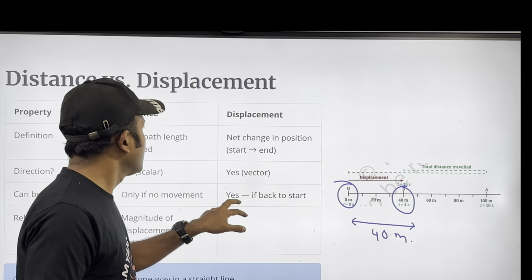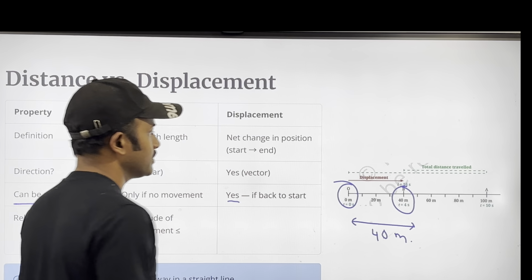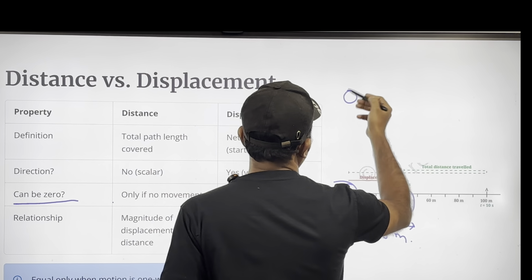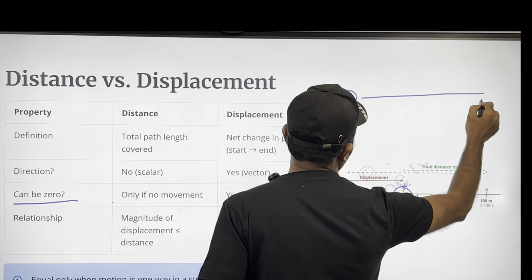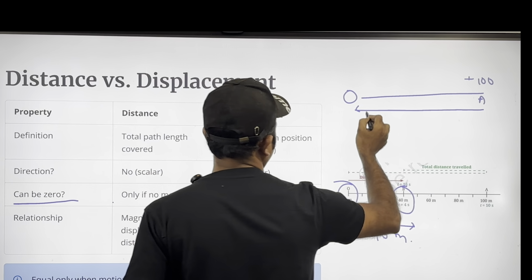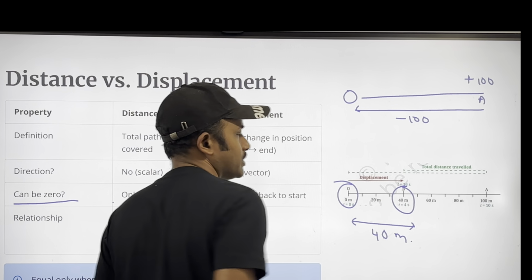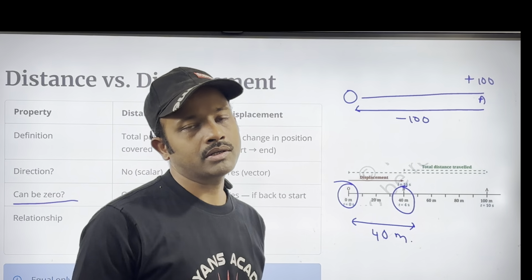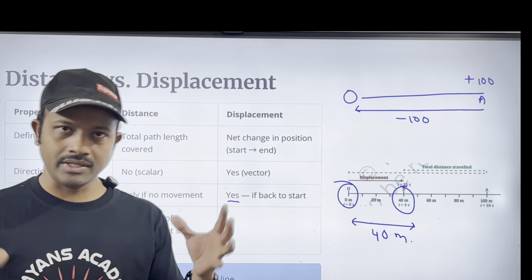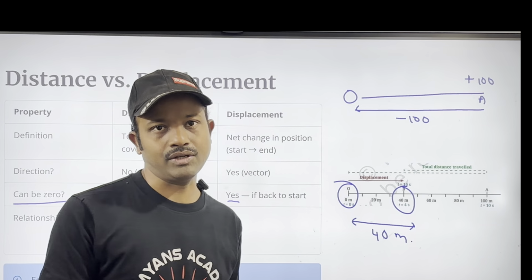So now it can be 0. Yes, it can be 0. How is it 0? When the object is moving from O to A, let us take plus 100. Again it comes back to O, again it is minus 100. So plus 100 minus 100 becomes 0. If the initial point of the object and the final point of the object both are coinciding or matching, in that case the displacement becomes 0.